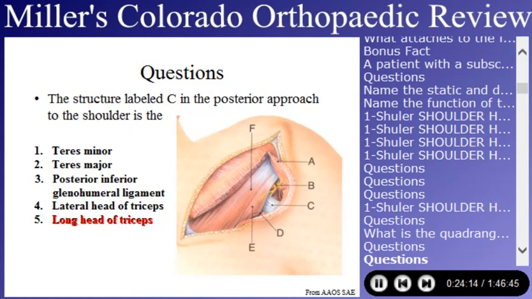Structure label C. Now, this is one of those... you remember I told you the hint where I tracked down those diagrams back to 1992? This is one of those diagrams that I think show up year in, year out. So it's good to know this one.